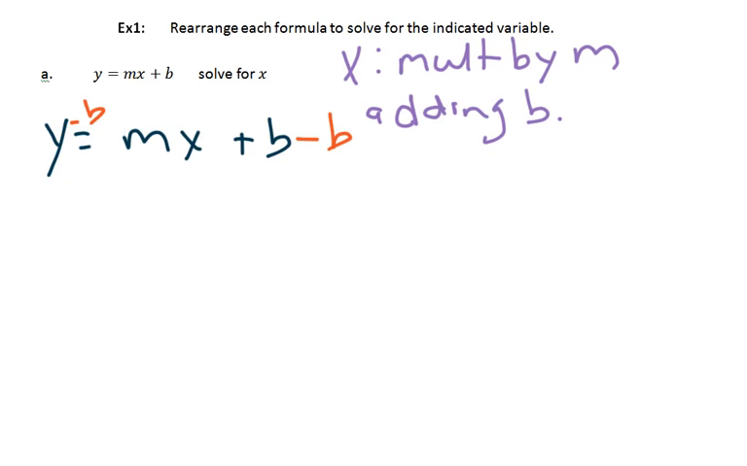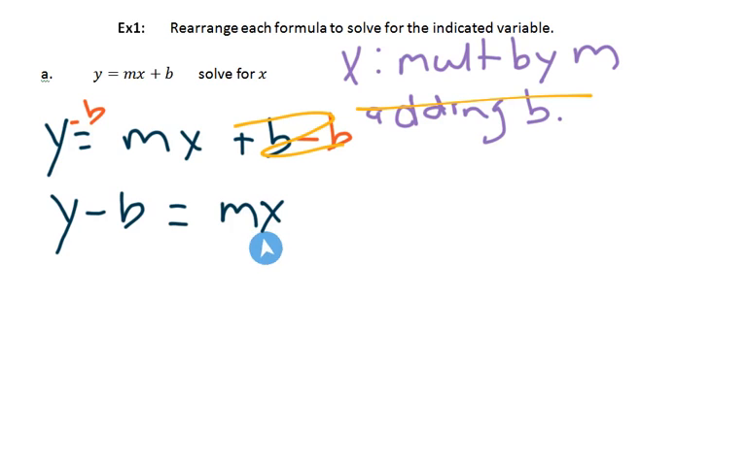So right now we have y minus b equals mx, and then here plus b minus b, that is 0. So that zeroes out, so we just have mx here. So we've taken care of this part here. Our last step to getting x here all by itself is to get rid of this m here.